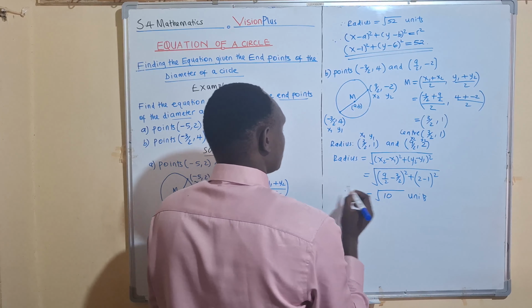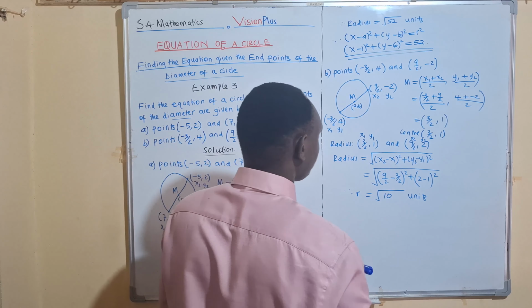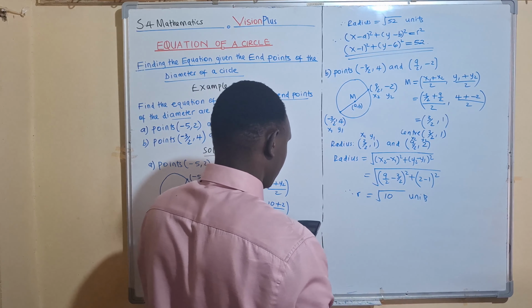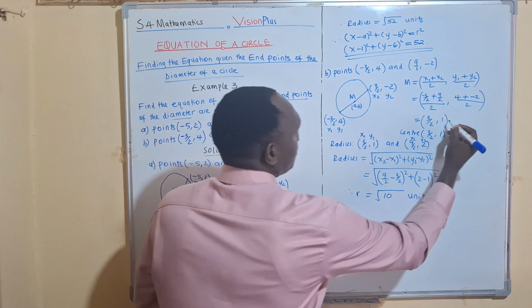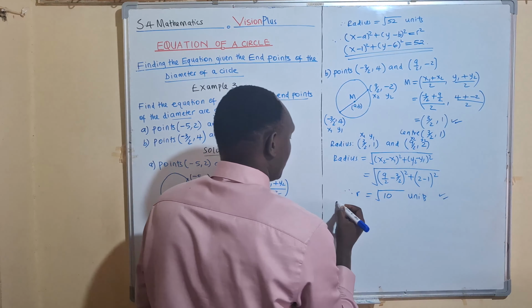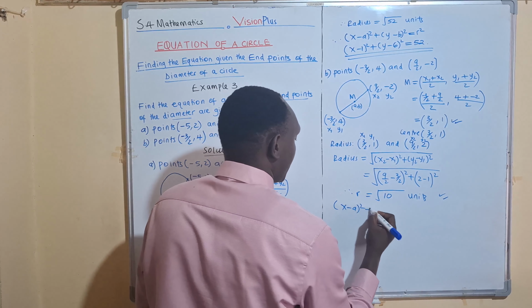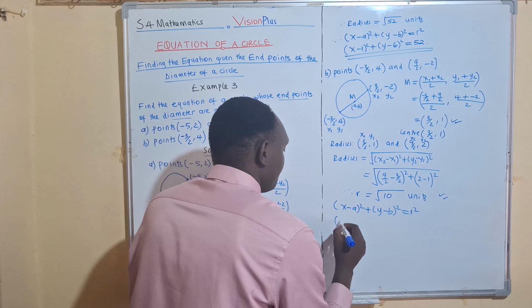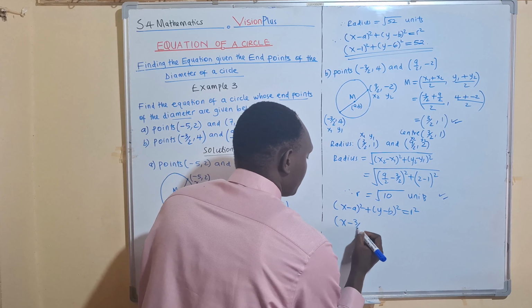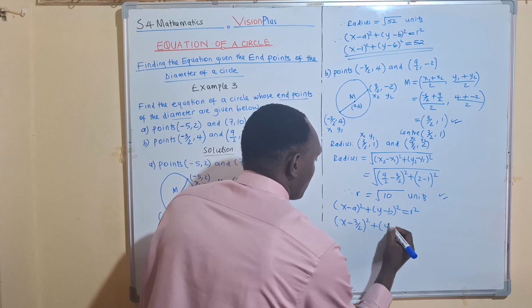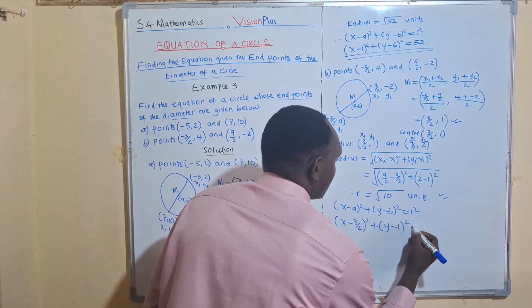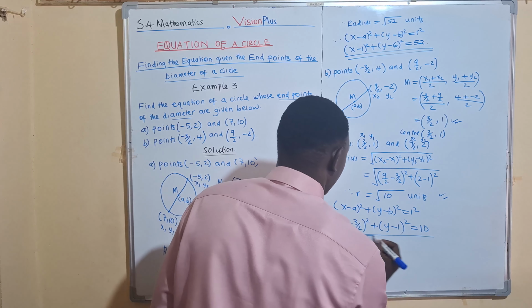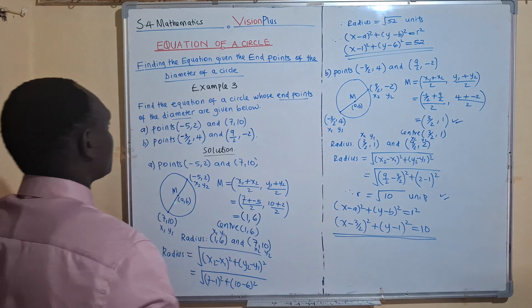So after getting the radius as root of 10 units, what do you do? Let me prove this first. 4.5 minus 1.5. Yes. After getting the radius, then you give the coordinates of the center and the radius to find the equation in any form that you like, because the question is not specific. So let's substitute for a. (x minus a) is 3 out of 2, squared, plus (y minus b) is 1, squared, equals r squared, which is 10. So this is the solution to part B, and this is the overall solution to example 3.